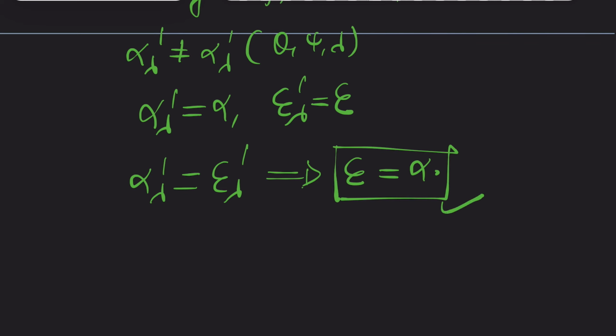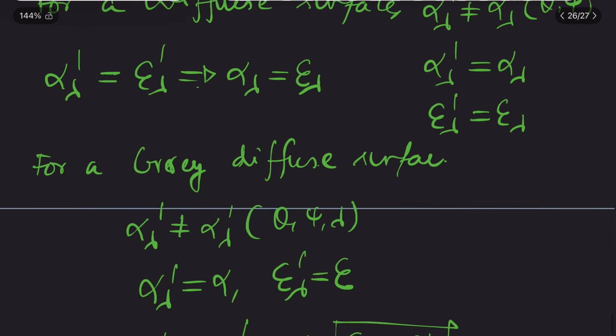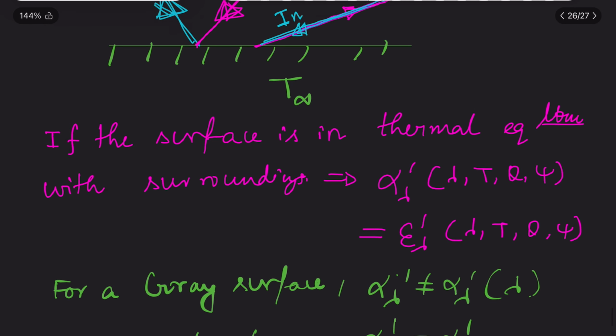So people tend to make a mistake that whenever they are asked what Kirchhoff's law is, they say alpha is equal to epsilon. No, Kirchhoff's law is only this: the spectral directional emissivity is equal to the spectral directional absorptivity. Only for a gray diffuse surface is the total hemispherical emissivity equal to total hemispherical absorptivity. Clear? I hope these things are clear.